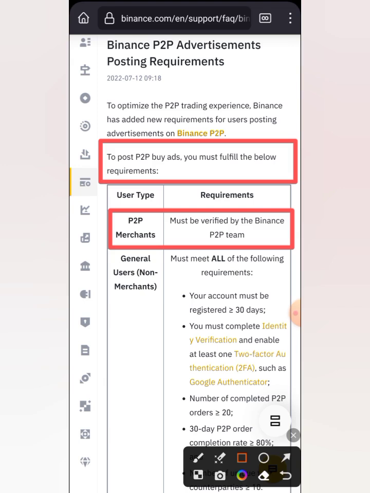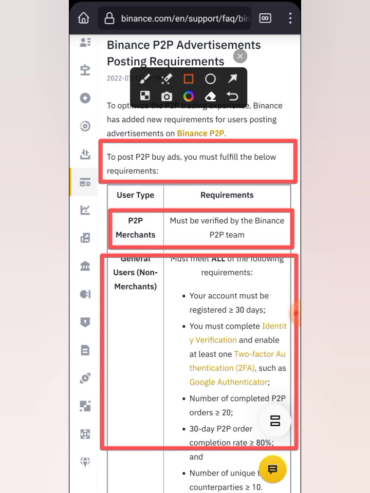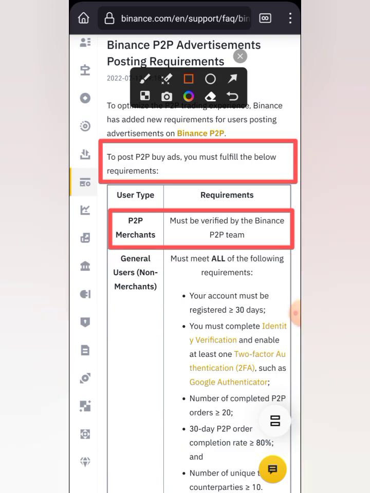But for we that do not deposit any money with them, and yet we are posting our ad, all we have done is that we have met this other requirement, which is the general merchant. You can see it here. So it says general merchant must meet all the following requirements.